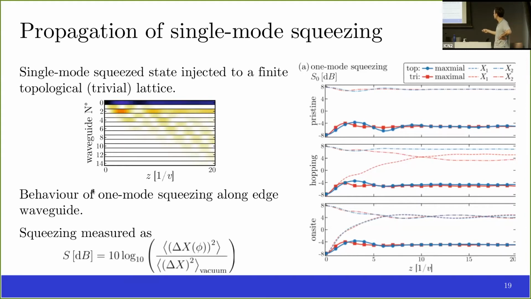I mentioned as well that squeezing is measured by the standard decibel formula, where if we have squeezing, the variance in the quadrature will be smaller than the variance of vacuum, and squeezing is therefore a negative measure due to this formula. We can measure squeezing at a given quadrature with some rotation angle phi, or we can minimize this expression and obtain maximal squeezing at the maximally squeezed quadrature.